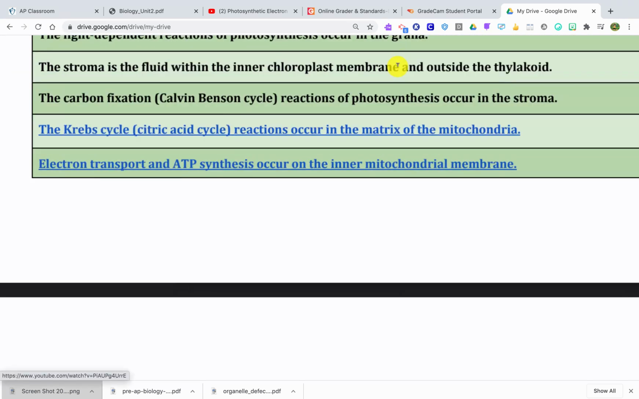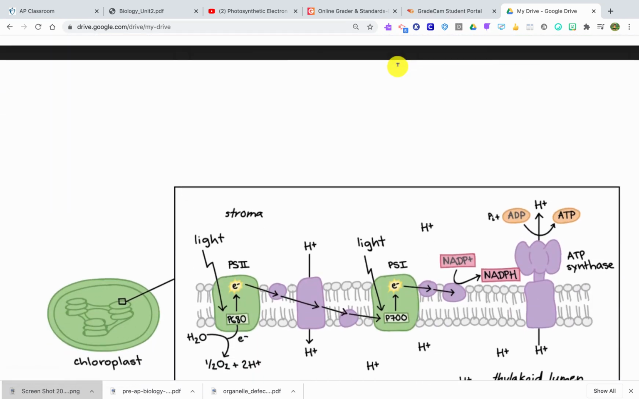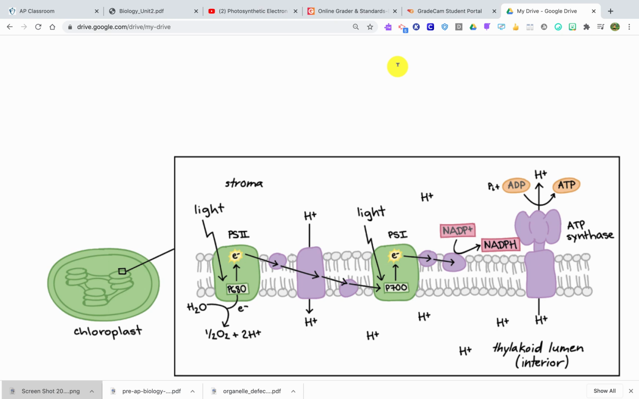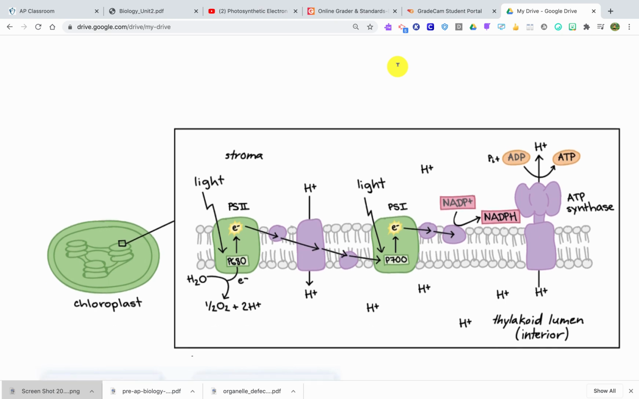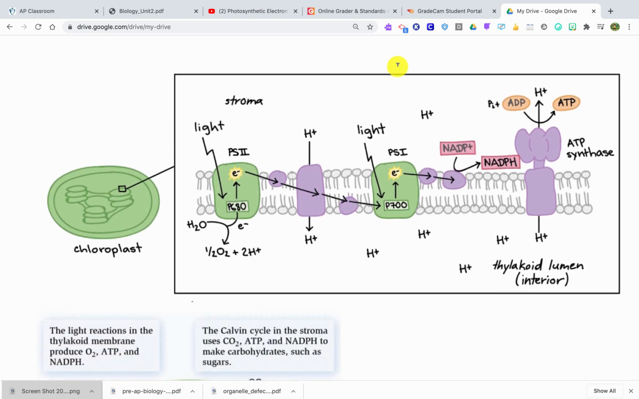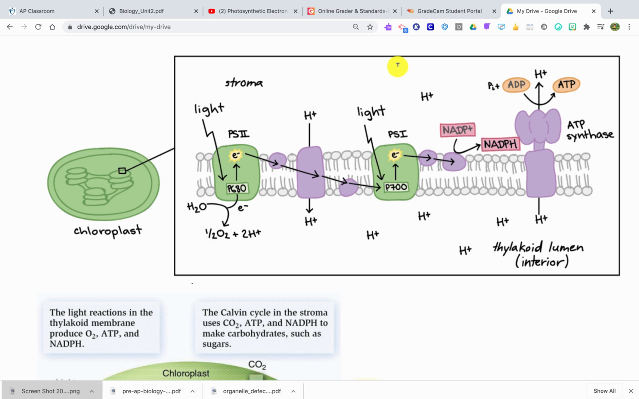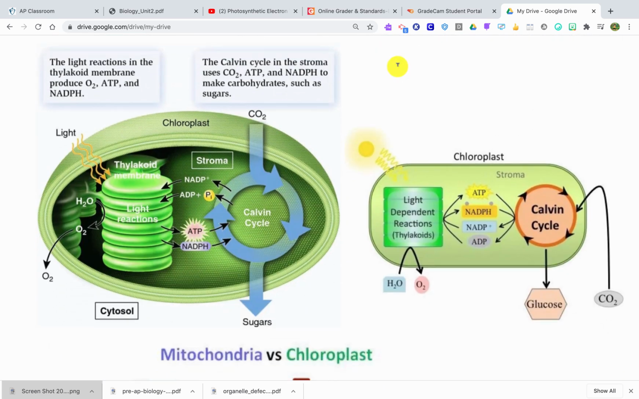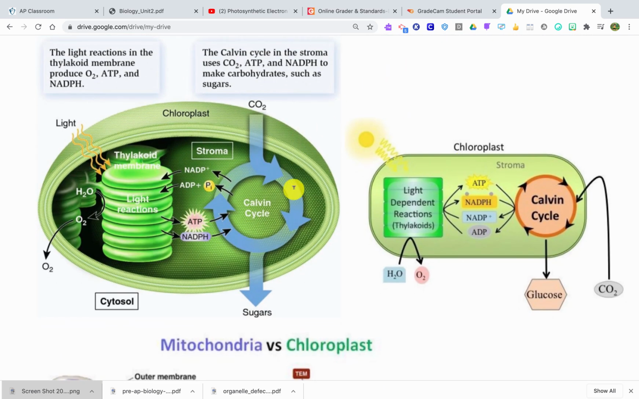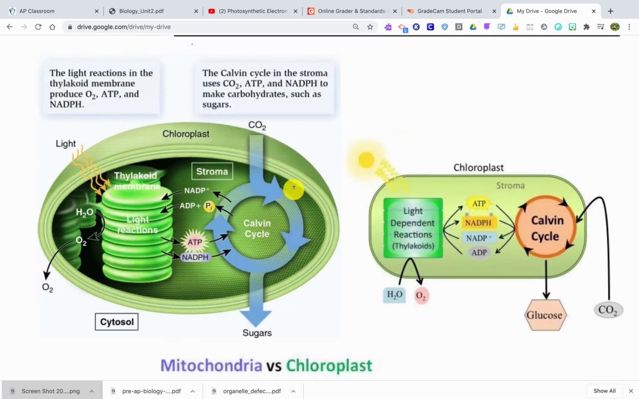I think I had some animations, but I'm probably just going to talk through it to make it go a little bit quicker. All right, let's talk about the chloroplast first. And I like these 2 pictures. These are just 3 looks at the same thing.